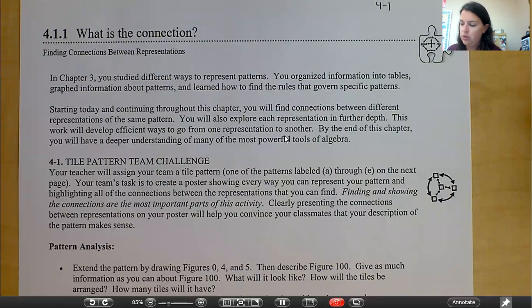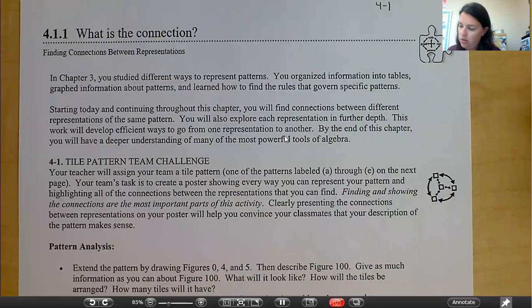Starting today and continuing throughout this chapter, you will find connections between different representations of the same pattern. You will also explore each representation in further depth. This work will develop efficient ways to go from one representation to another. By the end of this chapter, you will have a deeper understanding of many of the most powerful tools of algebra.